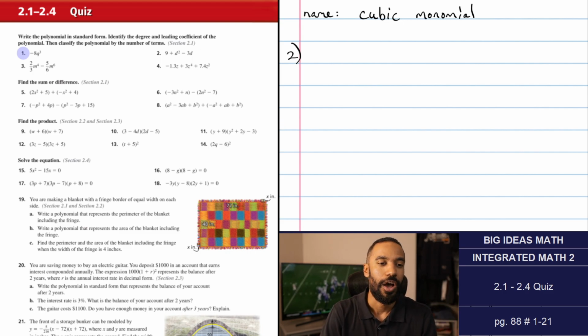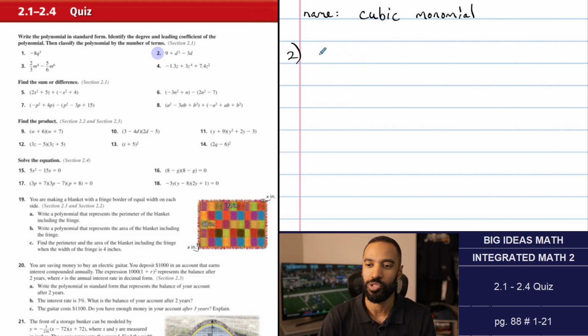I'll just say that. Okay, number 2, 9 plus d squared minus 3d. Let's go ahead and write that out. And this time it has more than one term, so we can go ahead and get it in standard form afterward.